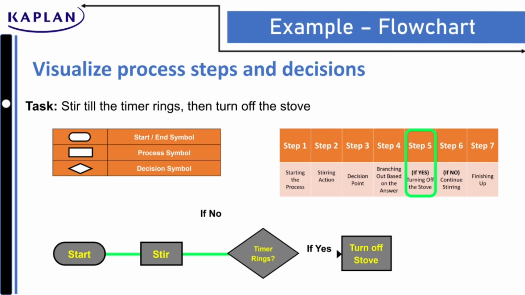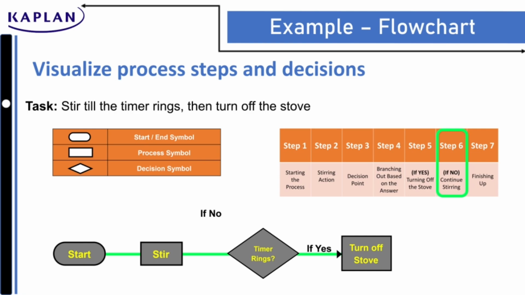Step 5. Turning off the stove, the yes path. If the answer to the timer question is yes, we have reached the point of turning off the stove. Draw another process symbol and write turn off stove inside it. Connect the yes branch from the decision symbol to this process symbol with an arrow, showing the flow of the process if the timer has rung. Step 6. Looping back for more stirring, the no path.